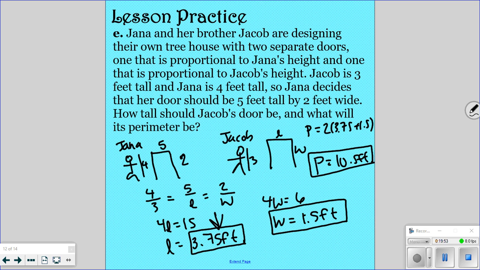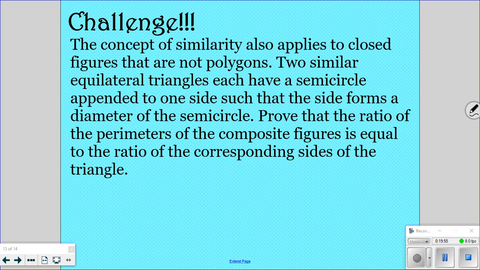Okay, so now we're going to look at the challenge question. So let's see if y'all can go through this one by yourself, and then I'll go over it. So it tells us the concept of similarity also applies to closed figures that are not polygons. Two similar equilateral triangles each have a semicircle appended to one side so that the side forms a diameter of the semicircle. Prove that the ratio of the perimeters is equal to the ratio of the corresponding sides.